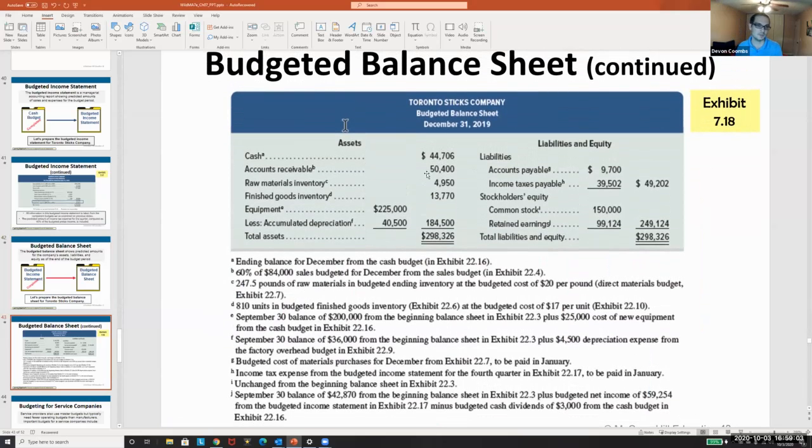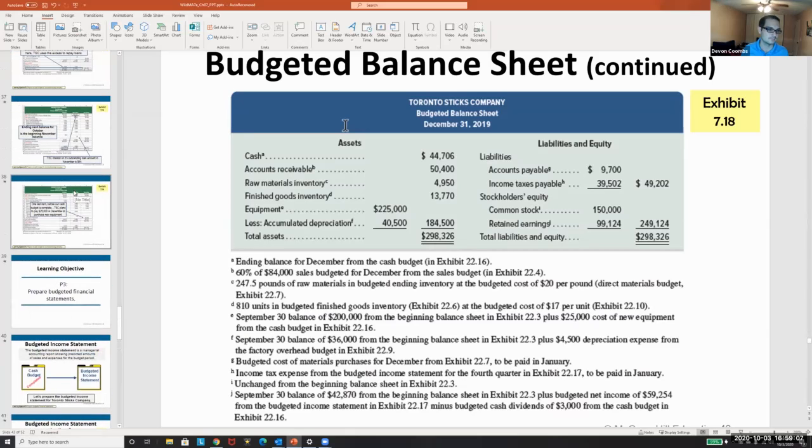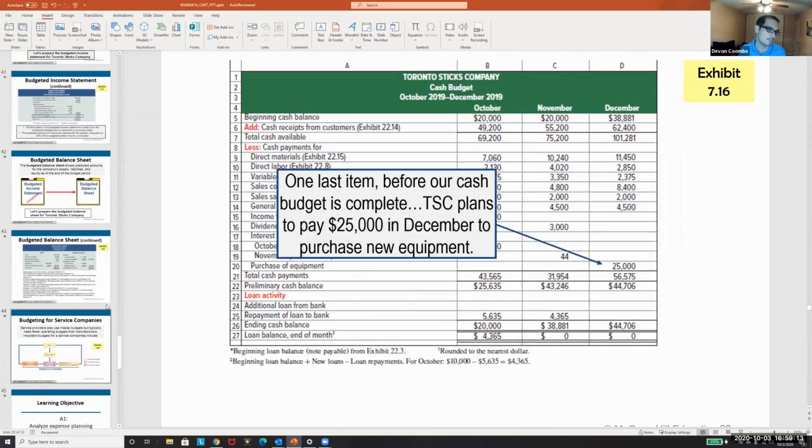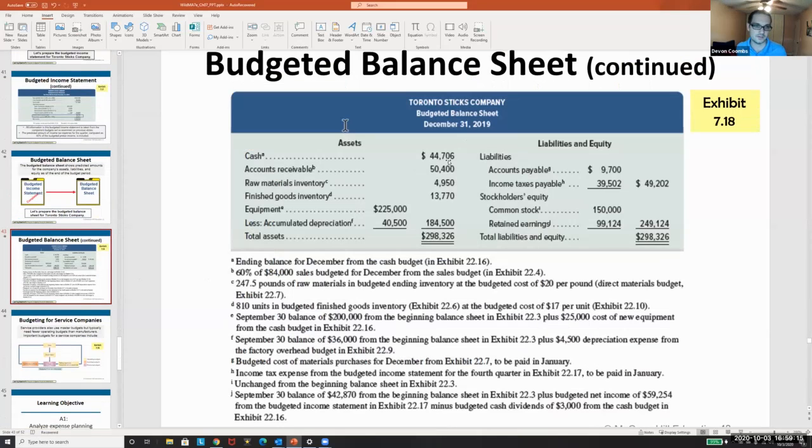So cash, where do we get this cash from? Cash from the cash budget. Where's our cash budget? Cash budget, ending cash, 44,706. Accounts receivable. That's the 60% remaining of the sales budget. So from our sales budget, remember 60% of our final December sales. So if I go back to the sales budget, we'll get our 50,400.